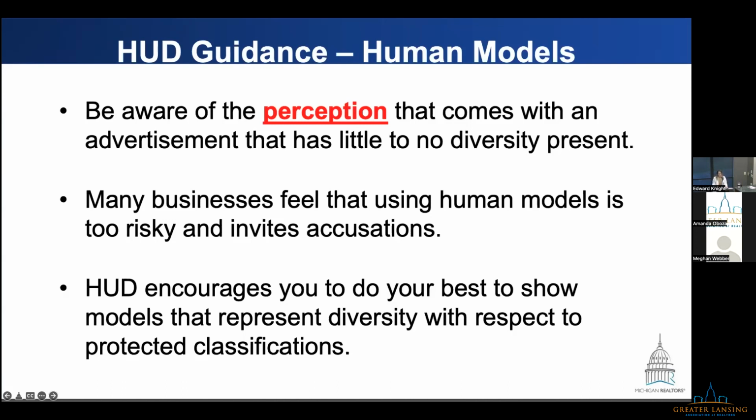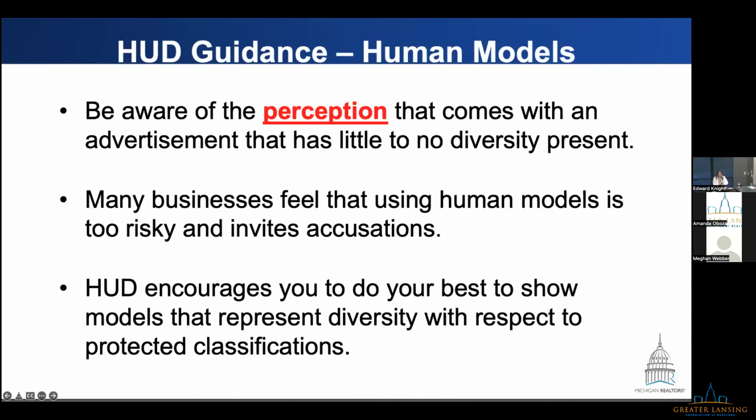So, if your advertisements are focusing on a particular protected class, balance it with diversity in other advertisements. If your ad focuses on maybe families or couples, then show some with singles. Or if it focuses on young people, also show some with older people. The key is balance there and knowing where to draw that line.